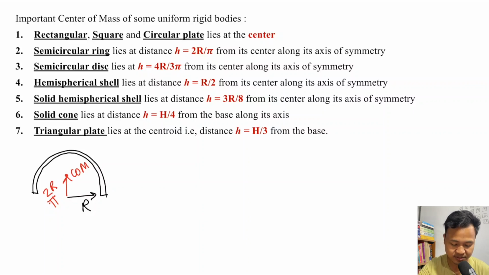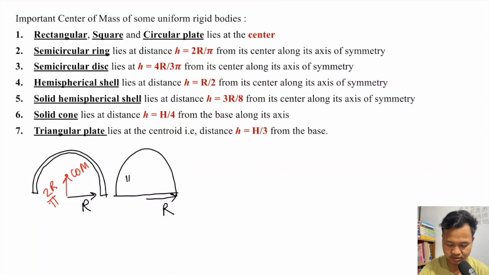Now if you have a semicircular disc like this, which is solid, of radius r, then in a complete circular disc the center of mass is at the center, but here half has been cut. So the center of mass is going to shift towards the semicircular side. Where exactly is the position? At a distance of 4r by 3 pi. So here, this point is the center of mass.